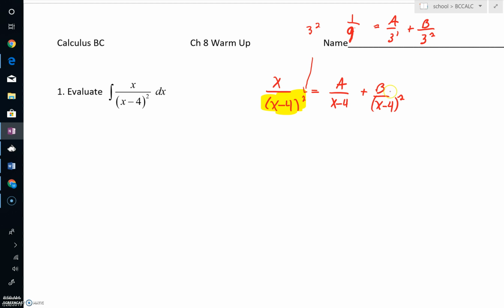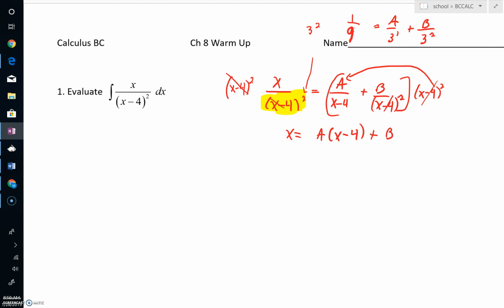But in any event, I'm going to multiply through by x minus 4 squared, and we're going to get some real quick cancellations. We'll have x over here. When we multiply and distribute to this one, we'll have a times x minus 4. And right here, this cancels, and we'll just have b. And we could either do coefficient analysis, or we could plug in some friendly values of x.